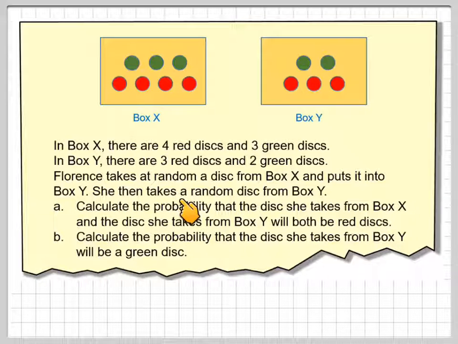Florence takes at random a disc from box X and puts it into box Y. So you can take one from here and then put it in box Y. She then takes a random disc from box Y. Okay, let's just do the tree diagram for that situation first.